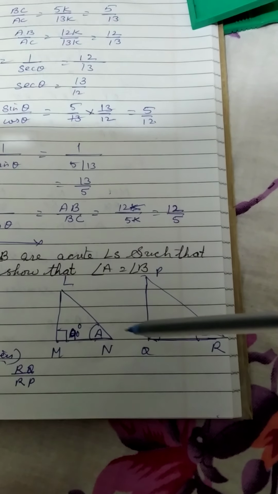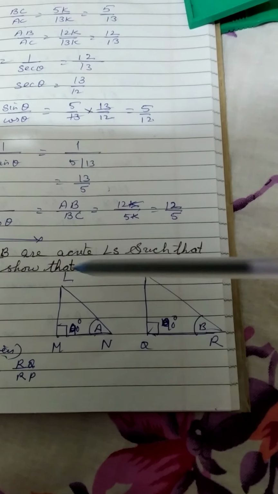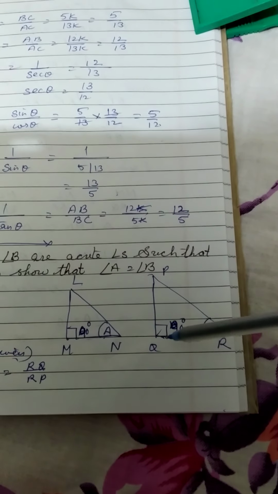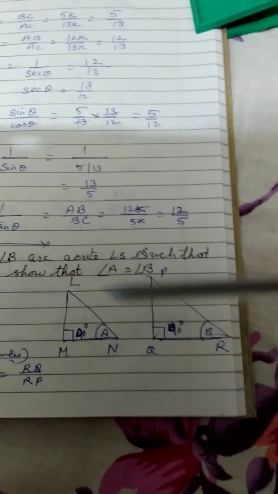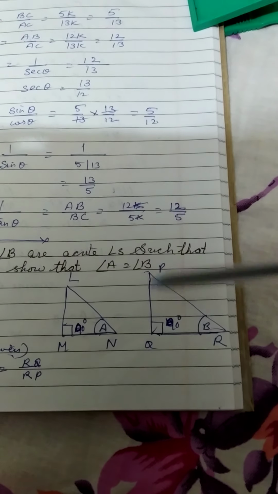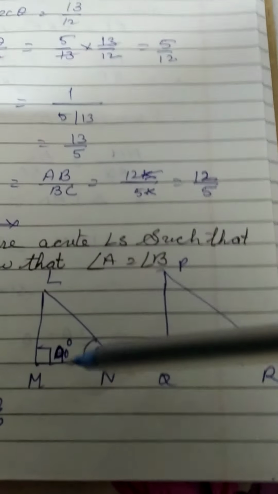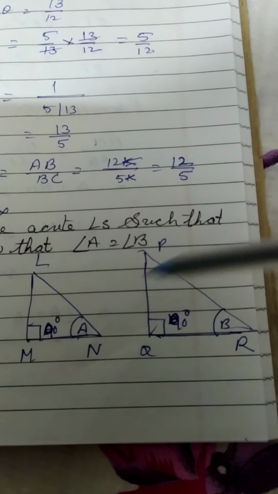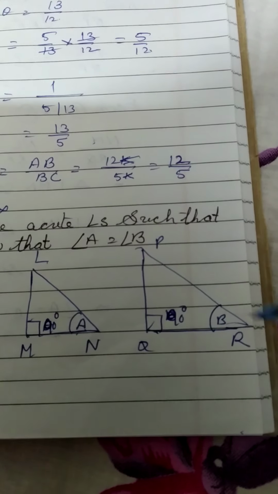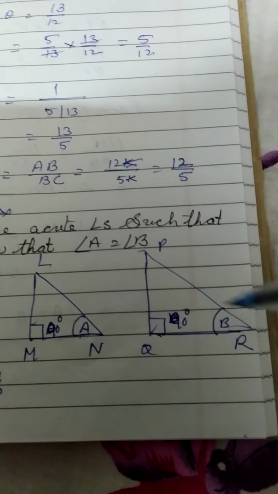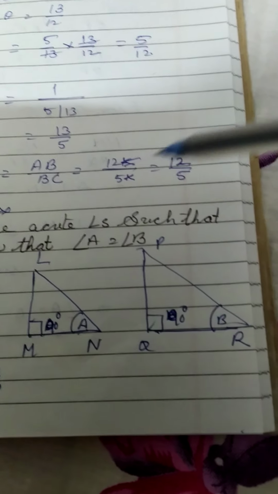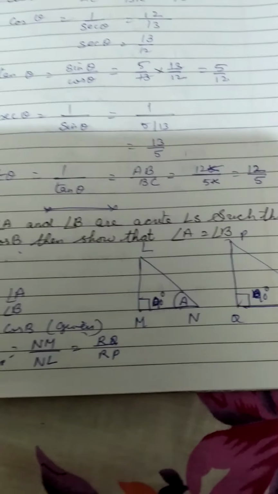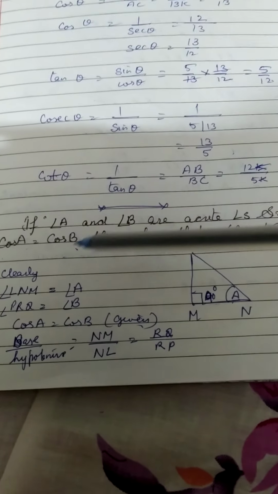As here, MN upon QR is equal to LN upon PR is equal to LM upon PQ. If it is true, then we say that triangle LMN is similar to triangle PQR. Once again, in triangle LMN and triangle PQR, if LM upon PQ is equal to MN upon QR is equal to LN upon PR, we say that triangle LMN is similar to triangle PQR by the SSS similarity rule.